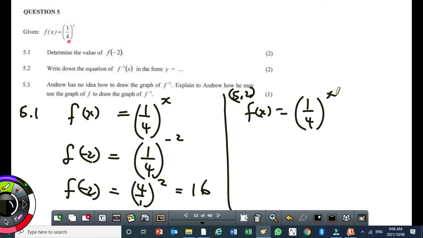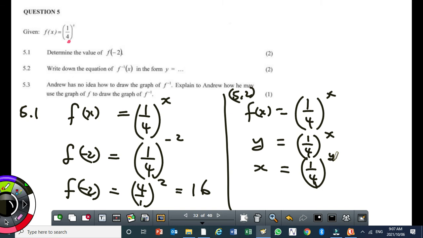So write down the equation of that. First thing, you're going to find the inverse. Convert the function notation f of x to y. That's the first thing. Okay? So you convert the f of x, or if there's g of x, you convert it to what? To y. Then you interchange x and y. So if you interchange x and y, you get x equal to a quarter to the power of y. Are you following that? This is very easy.